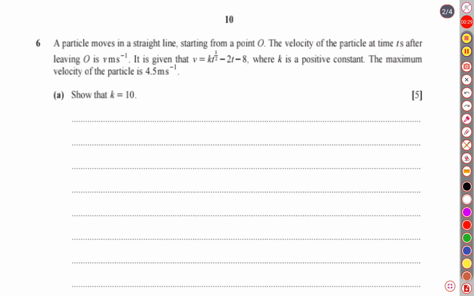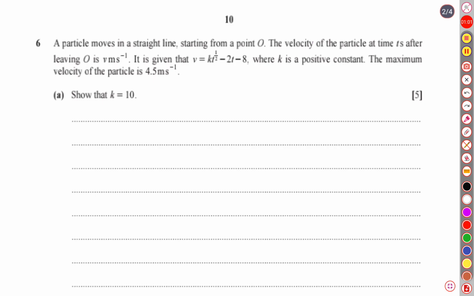The question says a particle moves in a straight line starting from a point O. The velocity of the particle at time t seconds after leaving O is v meters per second. It is given that v is equal to k t raised to half minus 2t minus 8, where k is a positive constant. The maximum velocity of the particle is 4.5 meters per second. Question A says show that k is equal to 10.